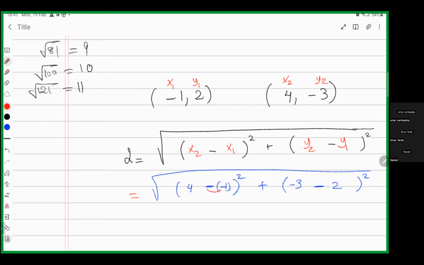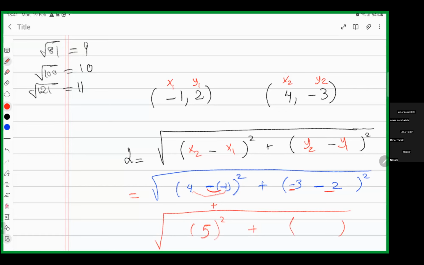Negative and negative switch to be positive. So it becomes 5. 4 plus 1, which is 5. 5 squared. I still have the square root, plus the second bracket, -3, -2.